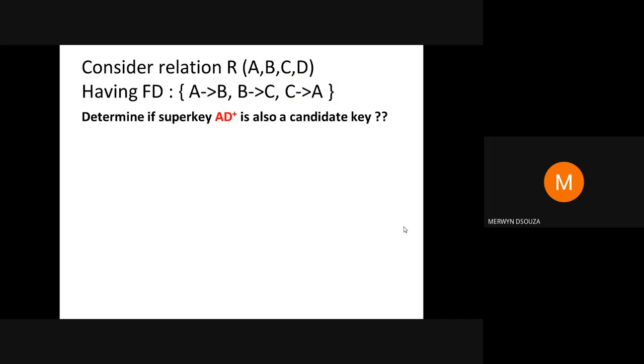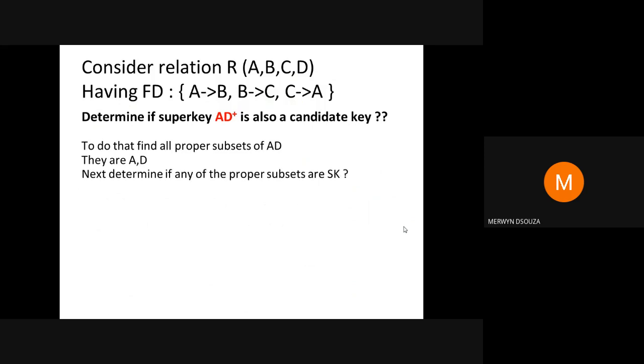Now check whether AD is a candidate key. To do that, you will find all the proper subsets of AD. The proper subsets of AD are A and D. Once you find the proper subsets, check whether they are super keys. To do that, you will find the attribute closure of A and D. So please find out the attribute closure of A and D.